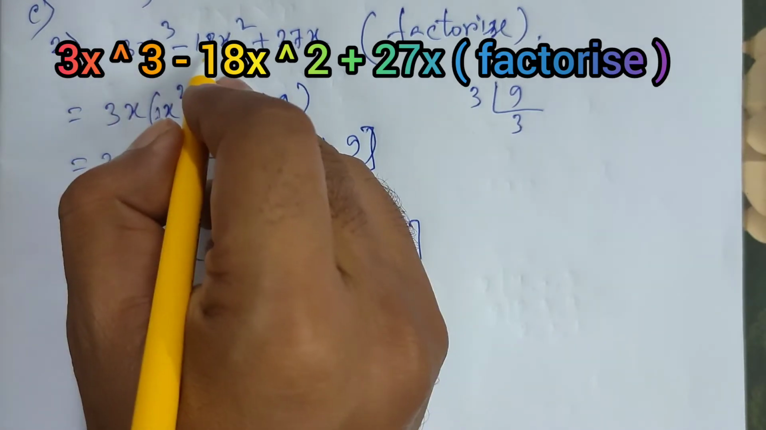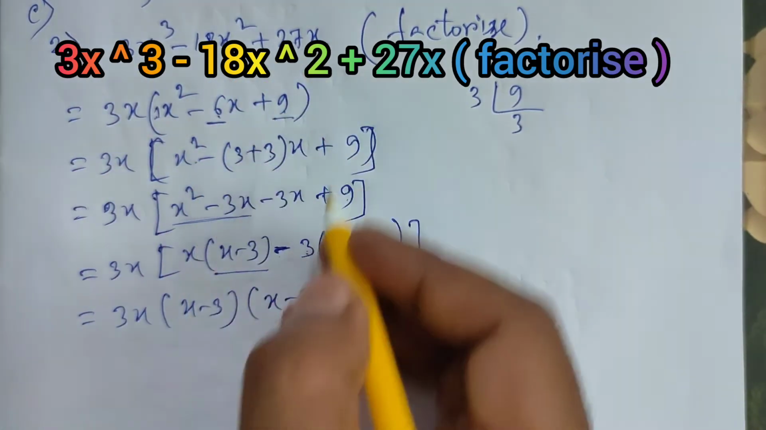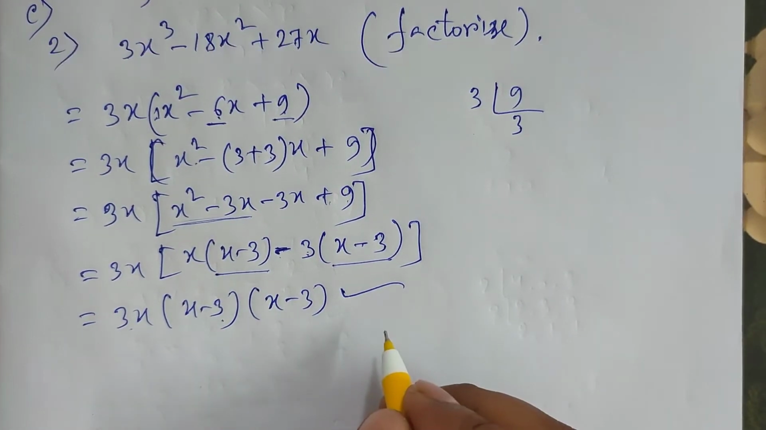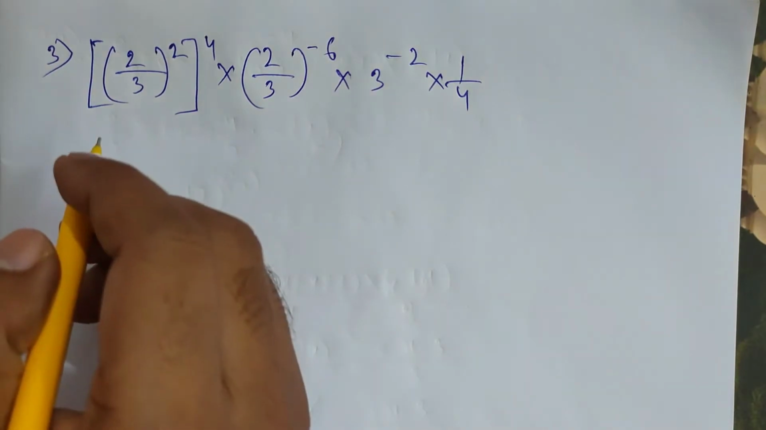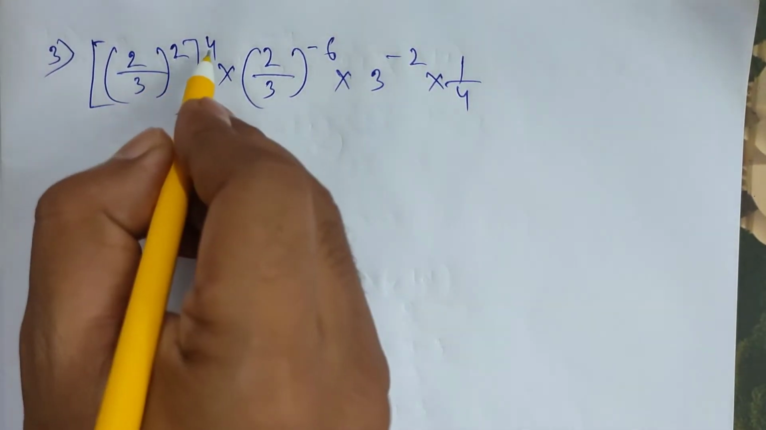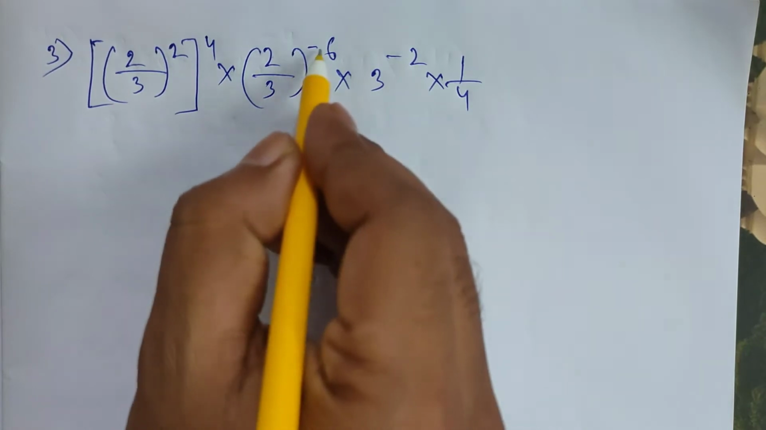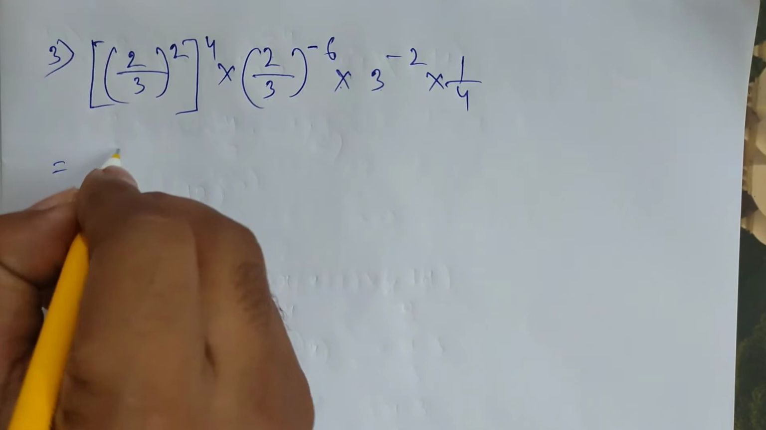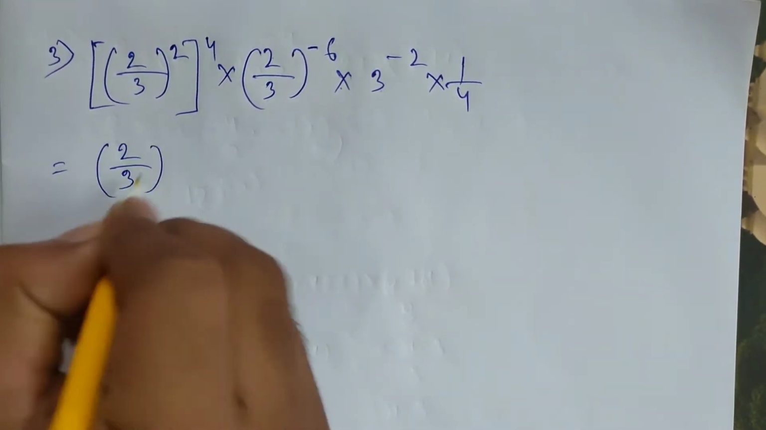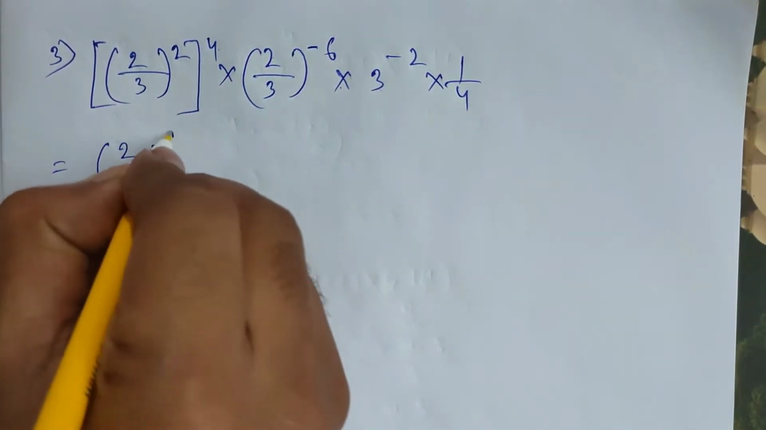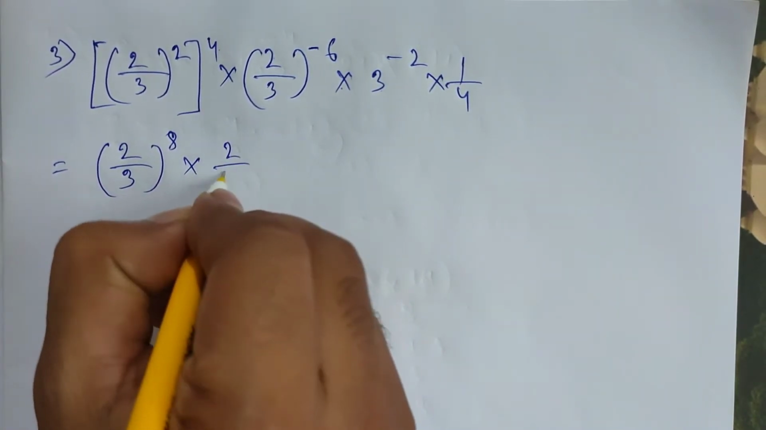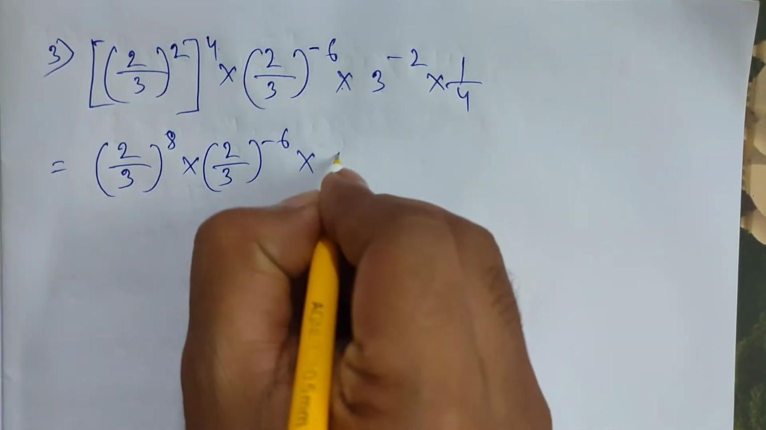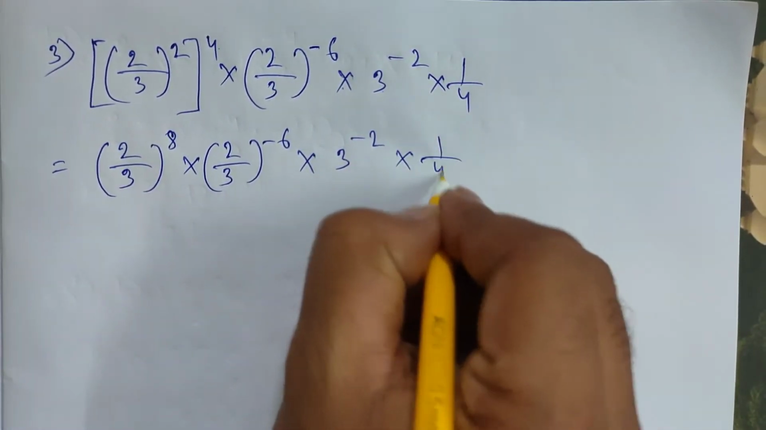So 3x cube minus 18x square plus 27x, factorization form will be 3x multiply (x minus 3) and (x minus 3). Now question number 3. (2/3) whole square and whole to the power 4, multiply (2/3) whole to the power minus 6, multiply 2 to the power minus 2, multiply 1 by 4. So (2/3) whole to the power 2 multiply 4, that means 8, we can write like this, multiply (2/3) whole to the power minus 6, multiply 3 to the power minus 2, multiply 1 by 4.